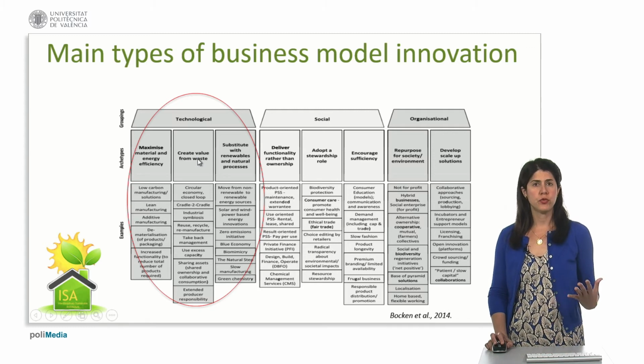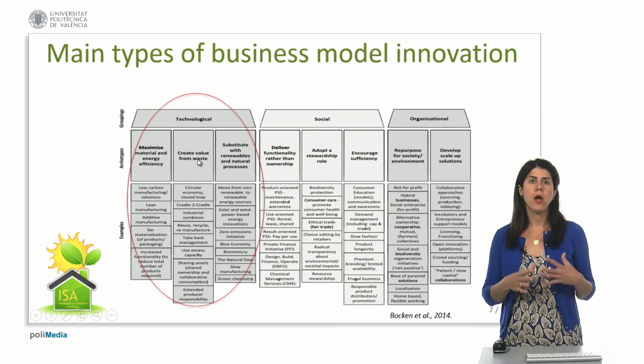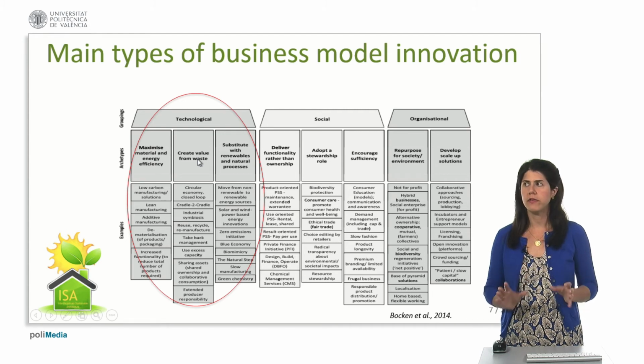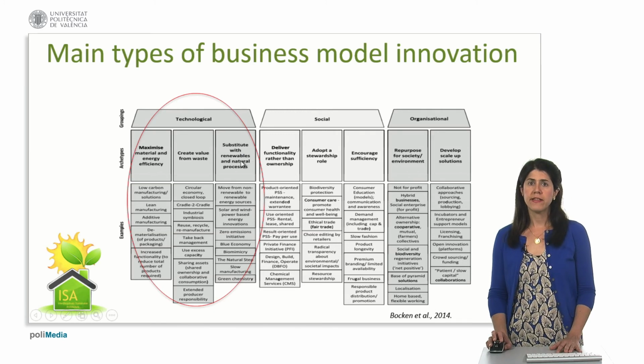So the waste produced by production, service or goods becomes a valuable input in a different production system. This leads to the development of very strong and important networks among different sectors of economic activity. And then we have those business models that have developed substitute products with renewable and natural processes. Examples of those are solar and wind power-based energy innovations.